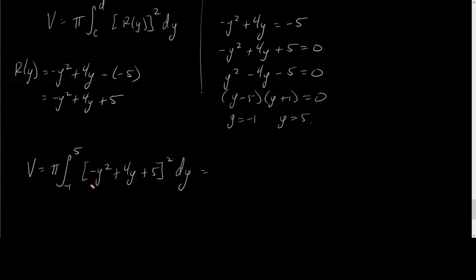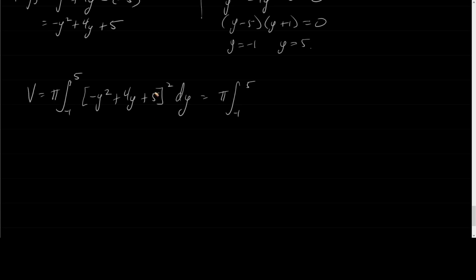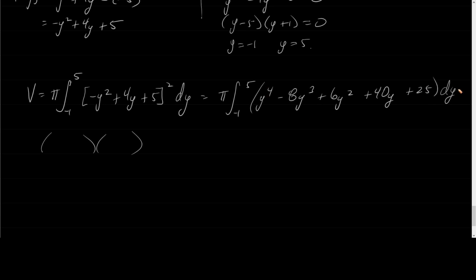At this point, we expand this. I'm not going to write the steps, but I'll tell you where this becomes expanded. I'm multiplying this by itself, right? I'm doing this, and then I'm distributing. And what that would give me is y to the fourth minus 8y cubed plus 6y squared plus 40y plus 25 dy.